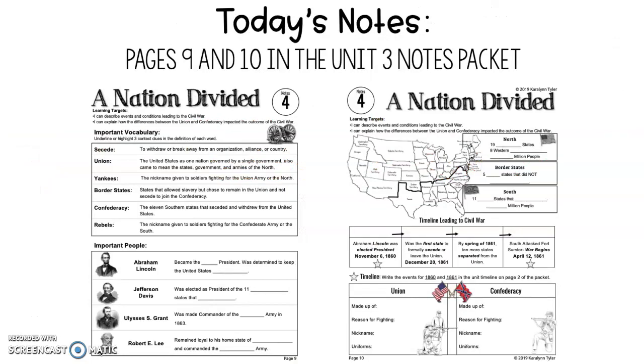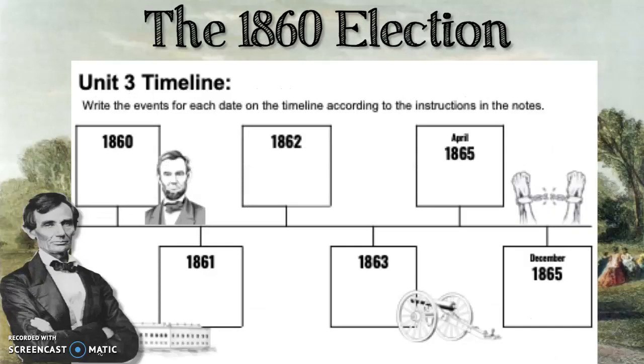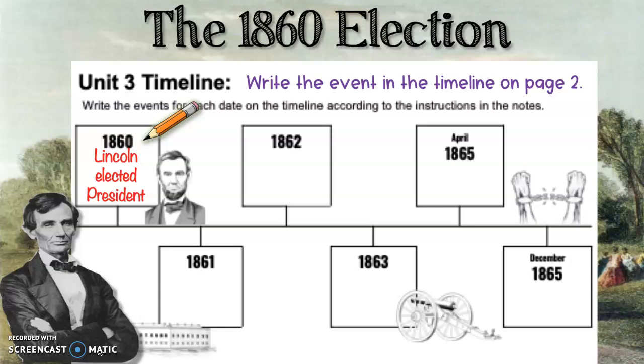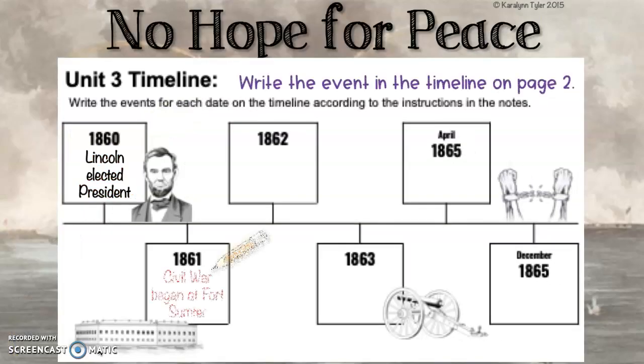Okay, these are the pages in our notes packet that we will be completing. At the very front of our notes packet on page 2, we have our timeline. So would you please record the following dates that need to go on our Unit 3 timeline. Lincoln elected president in 1860, and then in 1861 the Civil War began at Fort Sumter.